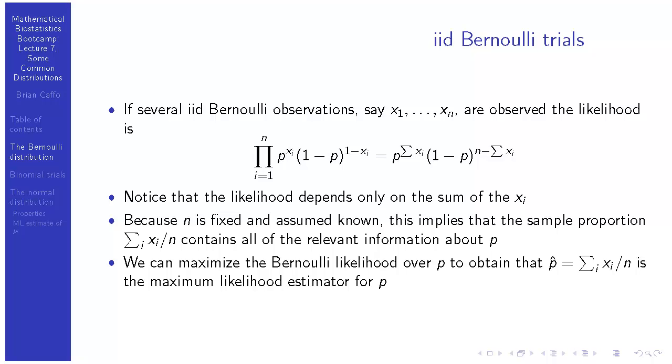When we talked about maximum likelihood, we also showed that if you maximize the Bernoulli likelihood over p, then you obtain that p hat, which is summation xi over n, is the maximum likelihood estimator. And we went over an example.